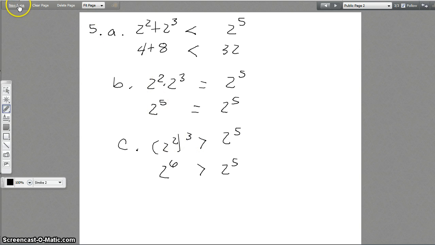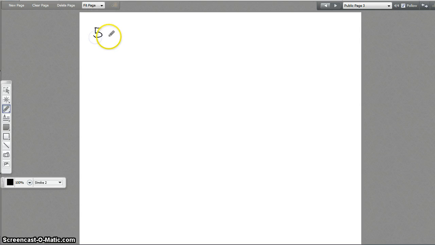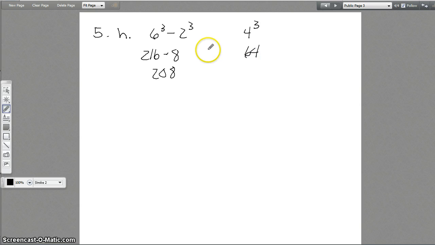We're going to still do some more parts from number 5, but we're going to jump down now and do parts H, I, and J. So let's look at part H. We have 6 cubed minus 2 cubed on the left side, and then we have 4 cubed on the right side. Okay, so 6 cubed is 216, and 2 cubed is 8. 216 minus 8 is 208. 4 cubed is 64. Well, 208 is a lot bigger than 64. So 6 cubed minus 2 cubed is greater than 4 cubed.